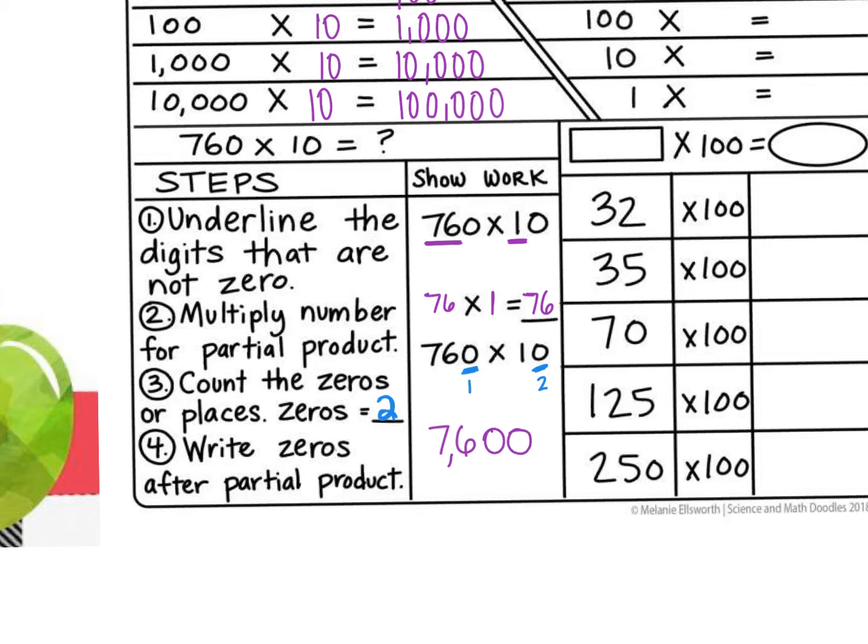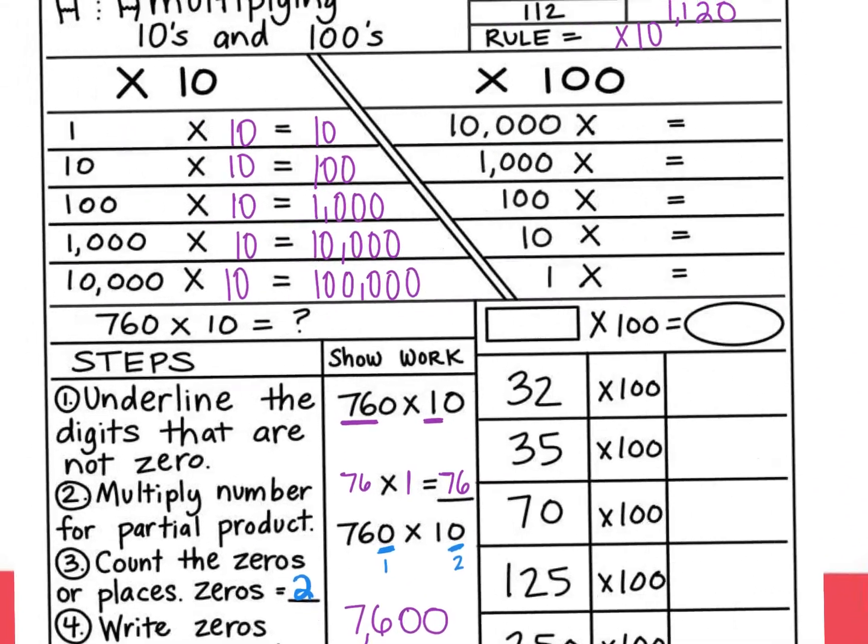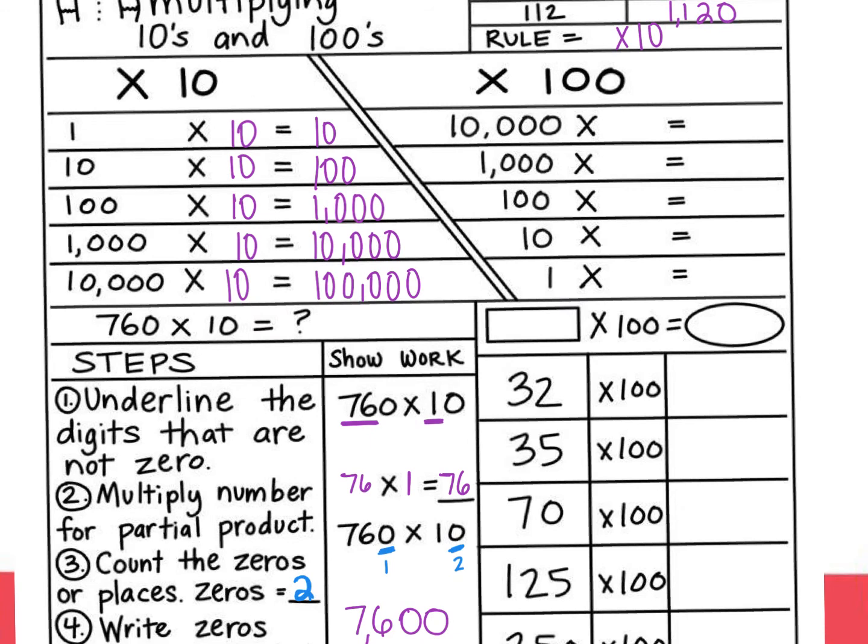Okay, well let's look over here at times 100. We're starting from the bigger number this time. So what if I take 10,000 times 100? How many zeros do I have? Count them. How many zeros do I have?